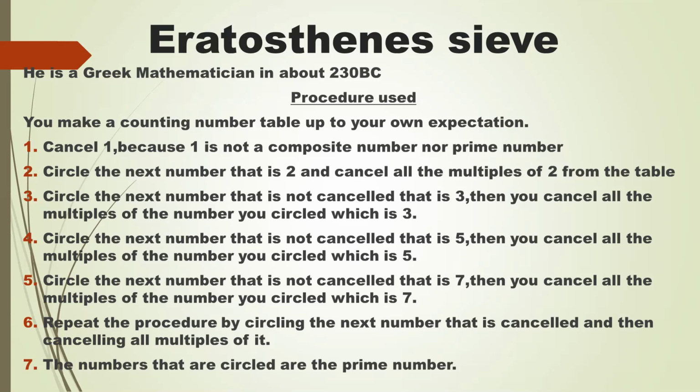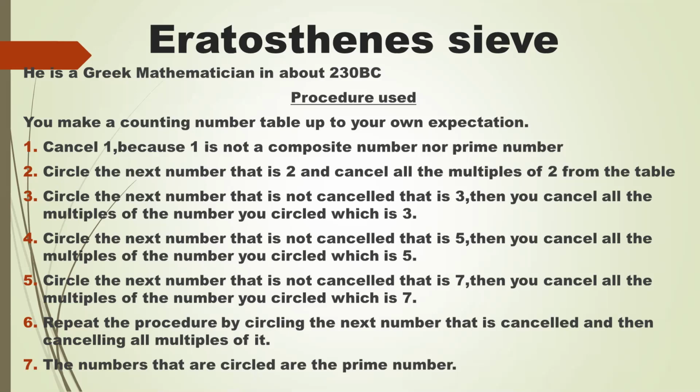Now let's say we want prime numbers from 1 to 10. You cancel one, and the next number is 2. So you circle the next number, that is 2, and then you cancel all the multiples of 2 from the table.